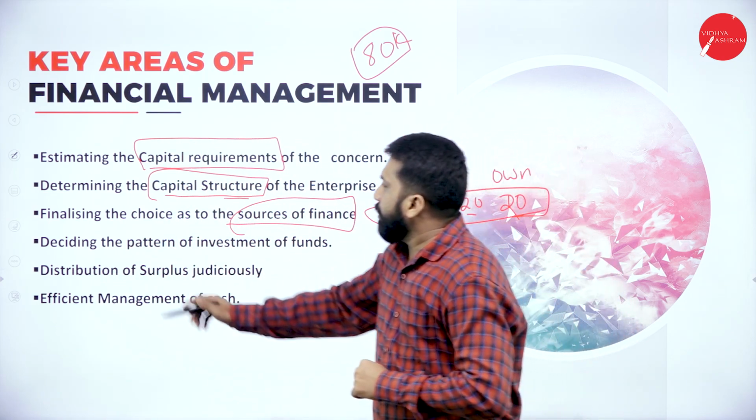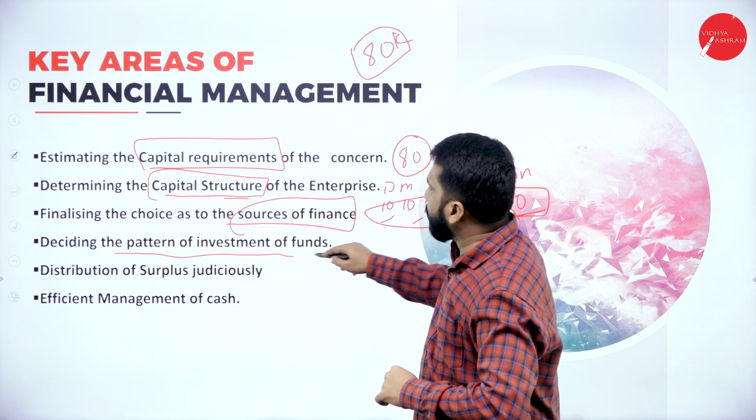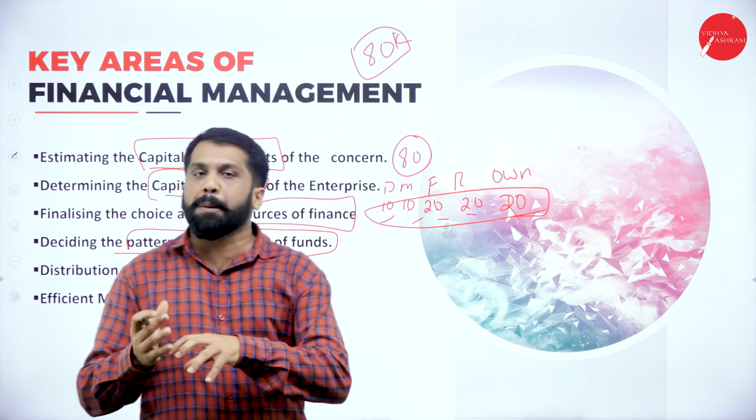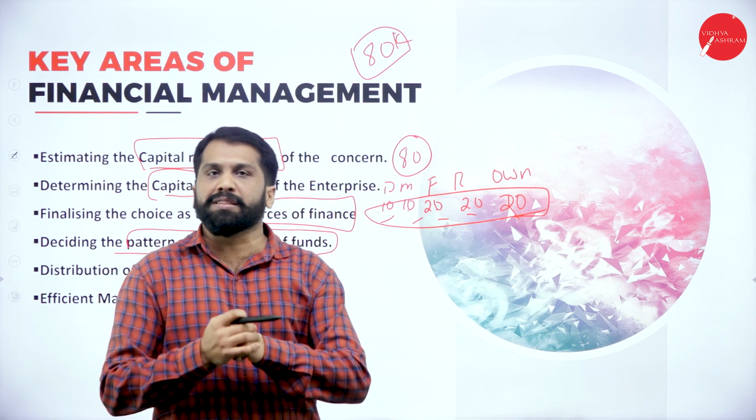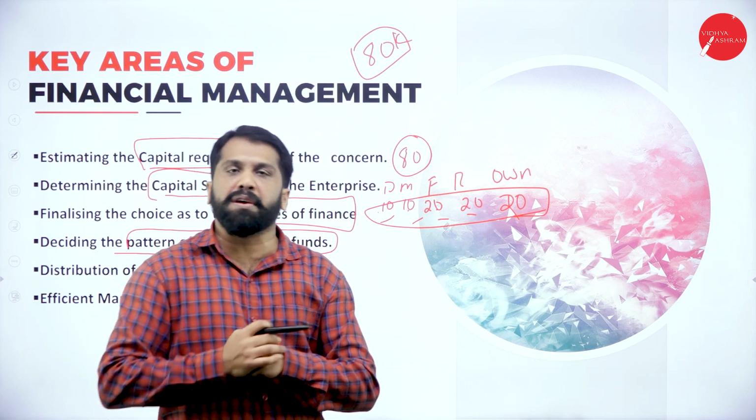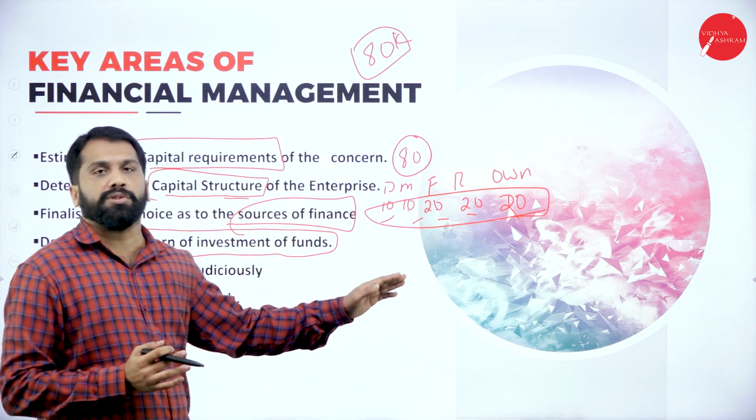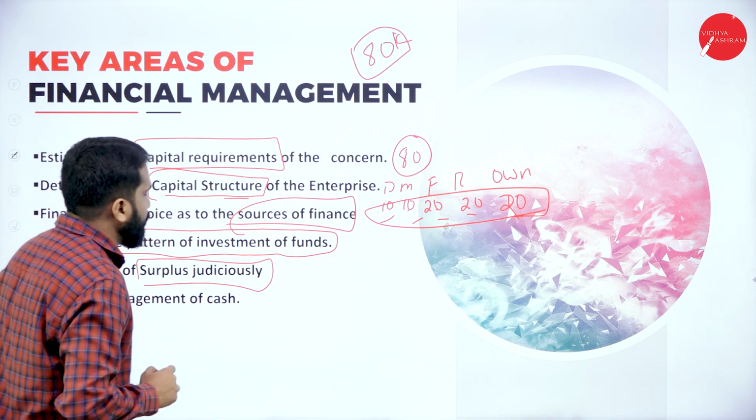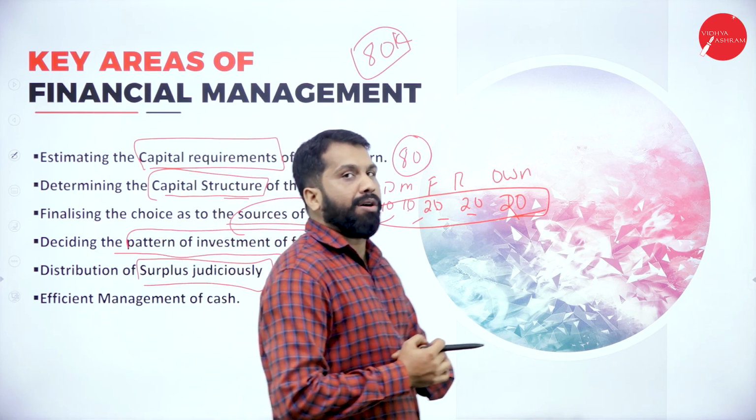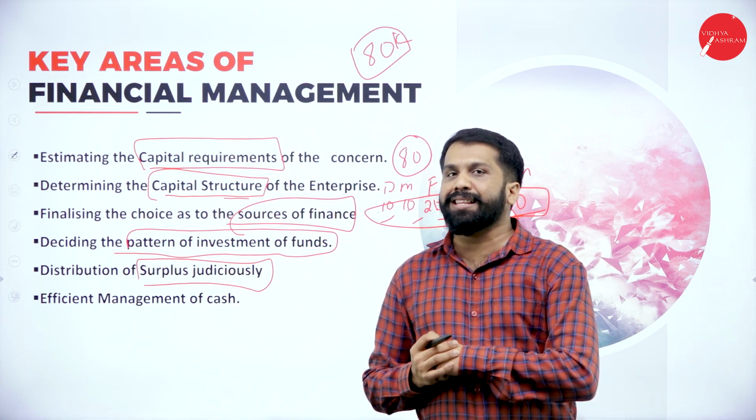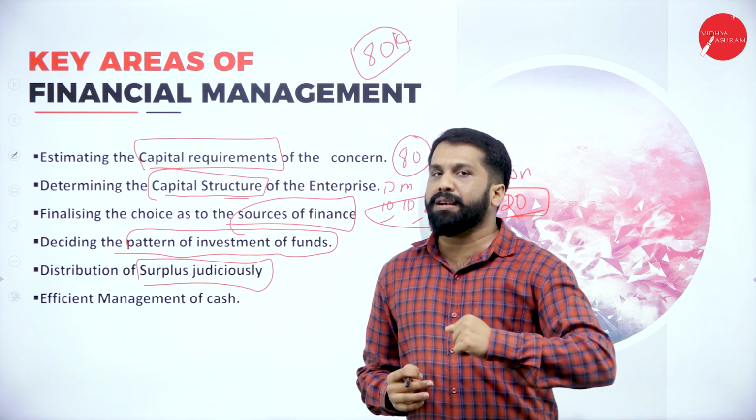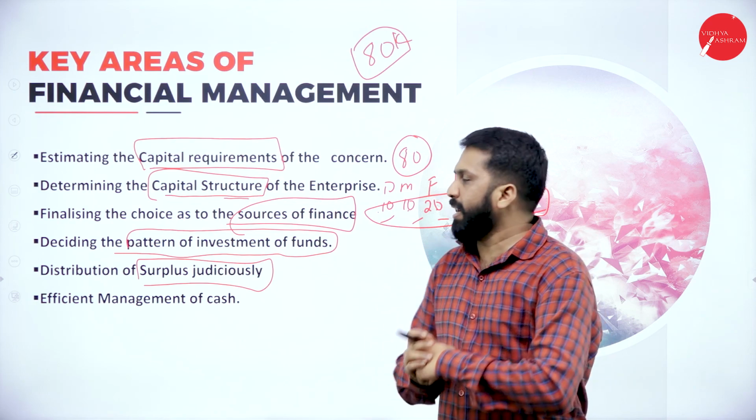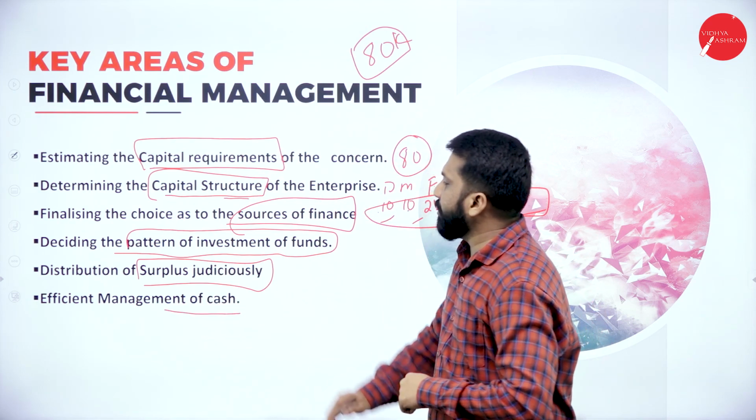Next, deciding the pattern of investment, and you will decide which mobile I should go for. The pattern of investment: should I go with a loan or direct payment, and what kind of pattern you should go with. Next, distribution of surplus judiciously. Once you have bought your mobile, if you sell it at a higher price, then the surplus will be distributed to all the investors. Then finally, efficient management of cash.